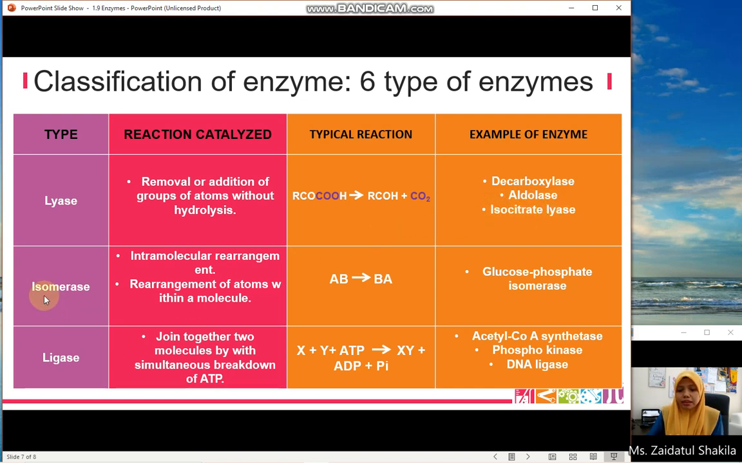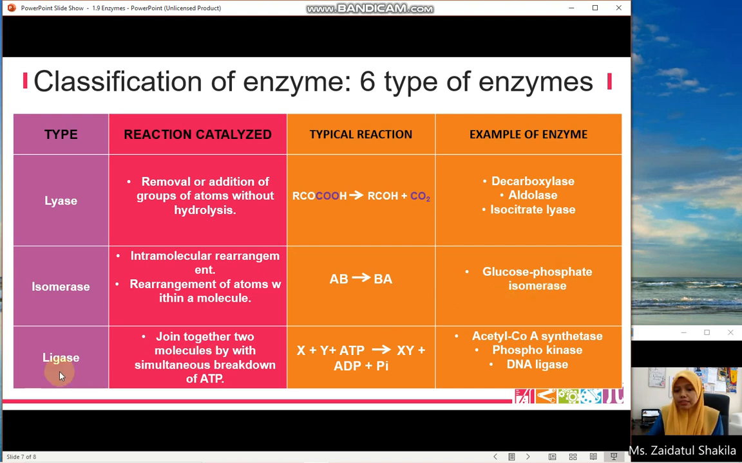The next class of enzymes is isomerase. Isomerase is involved in intramolecular rearrangement. The rearrangement occurs within a molecule itself. For example, the typical reaction of isomerase is AB becomes BA. An example of an isomerase enzyme is glucose phosphate isomerase. The word isomerase must be at the back of the enzyme name.